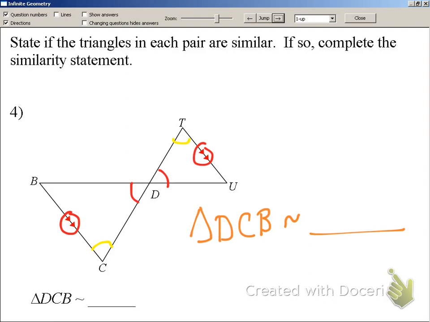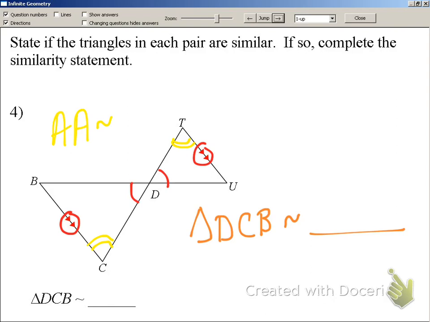That's enough for me to stop right there. Angle C is congruent to angle T. And at vertex D, I have vertical angles. So I have two congruent angles. I don't have to state this, but these two triangles are similar by angle-angle similarity.